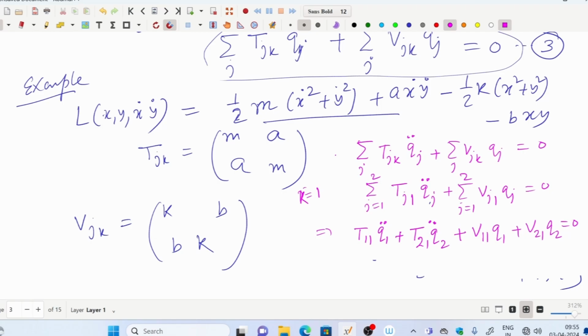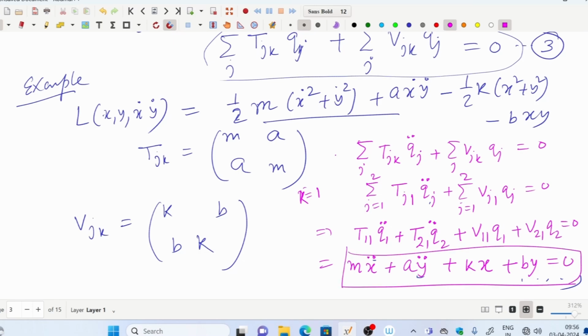So in terms of x and y, what will this equation be? T_11 is nothing but your m, and q_1 is x double dot, plus T_21 is a, and q_2 is y double dot, plus V_11 is k, q_1 is x, plus V_21 is b, y, equal to 0. I just simplified this to understand the matrix equation. Now calculate this equation of motion directly from the Lagrangian.